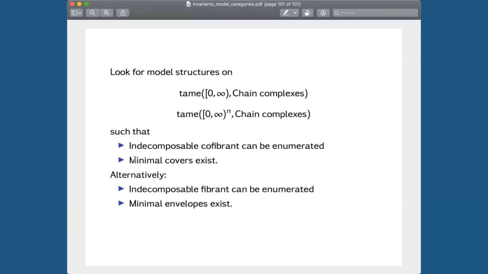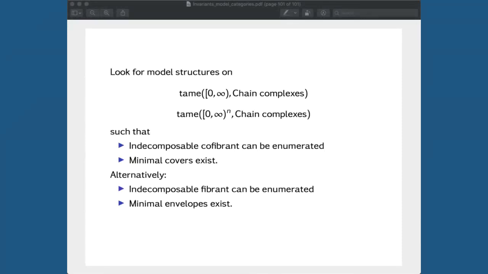Any questions? I have a question, if that's possible. Sure. You mentioned in the last slide that you could maybe look at multidimensional chain complexes. Would you there also have the problem that you cannot enumerate the indecomposable cofibrant objects, for example, for n equal 2? Do you already run into this problem?